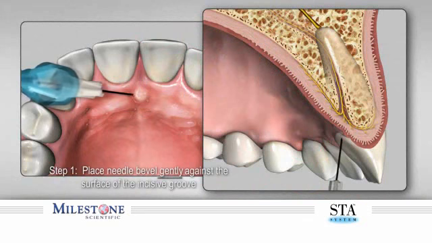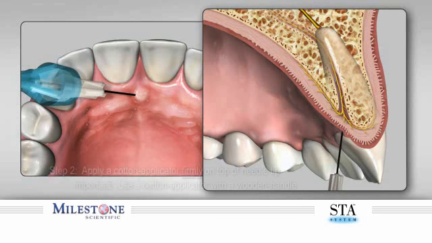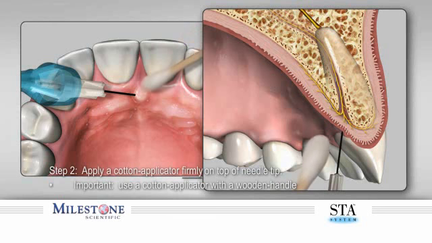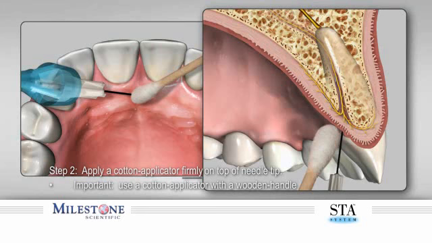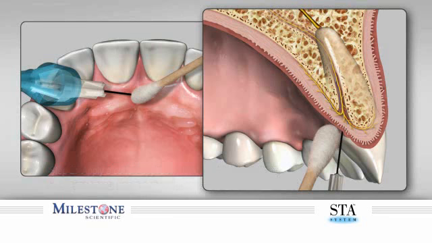Start the P-ASA injection by using the pre-puncture technique. Step 1. Gently place the bevel of the needle against the surface of the incisive groove. Step 2. Stabilize the needle by applying pressure from a cotton applicator. It's best to use a wooden handled cotton applicator so that adequate pressure can be applied. The applicator absorbs any excess anesthetic solution and makes for a more comfortable needle entry.